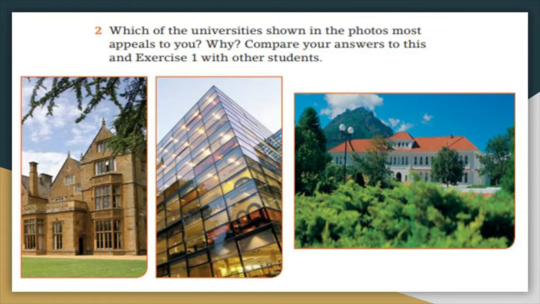Okay, let's move on to the next activity. Now, as you can see, there are three different images which are universities. What I would like you to do is to think about which of those universities most appeals to you and why. You can pause the video again in order to do the activity, and when you have finished, you can continue with the presentation.